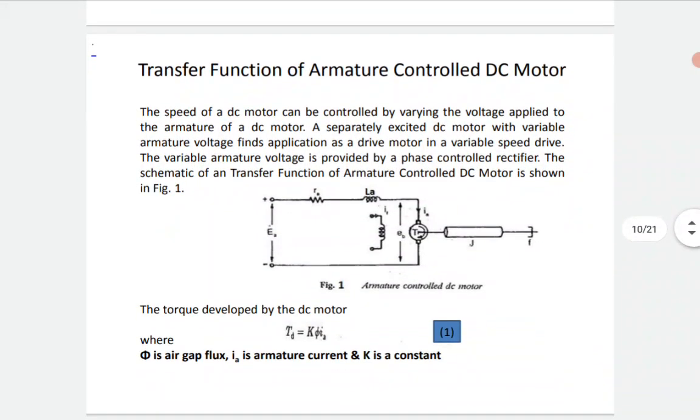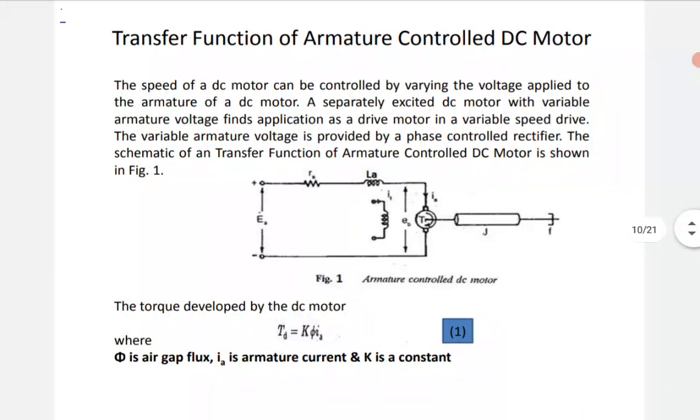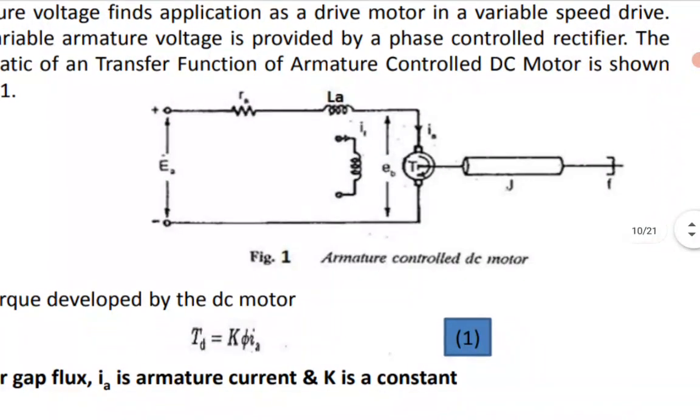Okay. Now another very good example is the transfer function of an armature controlled DC motor. The speed of a DC motor can be controlled by varying the voltage applied to the armature of a DC motor. A separately excited DC motor with variable armature voltage finds application as a drive motor in a variable speed drive. The variable armature voltage is provided by a phase controlled rectifier. Here the schematic is provided. We wish to generate the transfer function for the same.